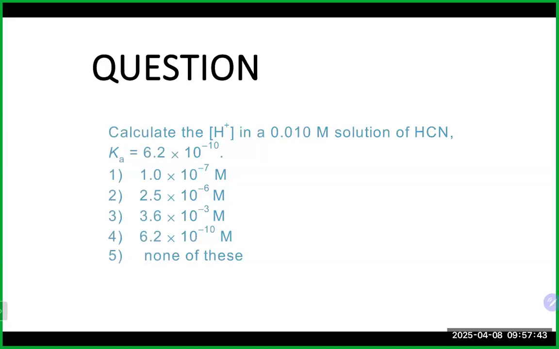What is the H plus concentration and the pH for a 0.01 molar HCN solution, Ka value there 6.2 times 10 to the minus 10?